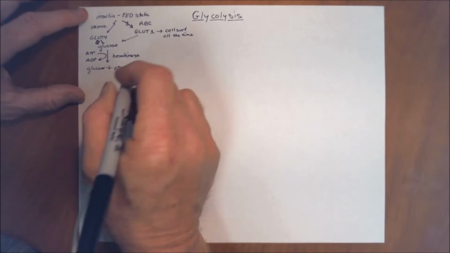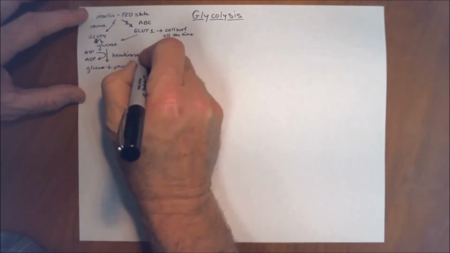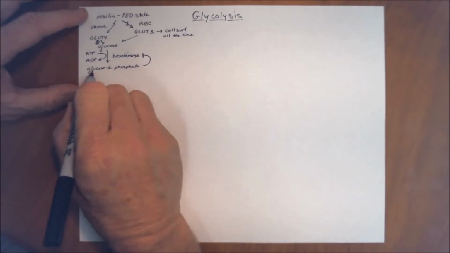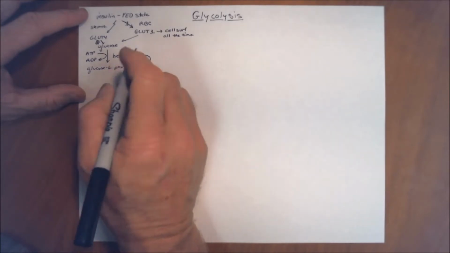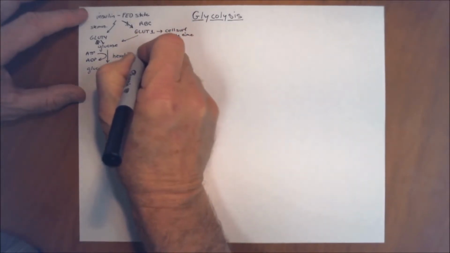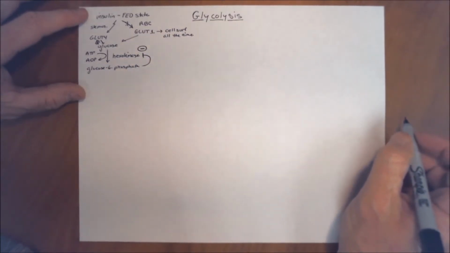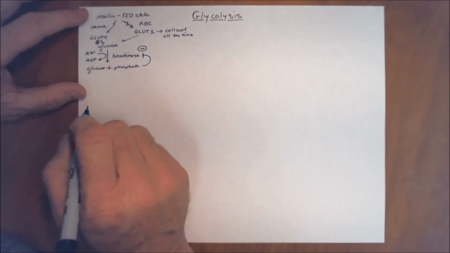Now, regulation of this particular step is done by a negative feedback inhibition. So the product, glucose 6-phosphate, binds to its enzyme, hexokinase, and inhibits it. This type of inhibition is not necessarily that important in skeletal muscle. Of course, not very important in red blood cells. However, this will become very important in the liver.